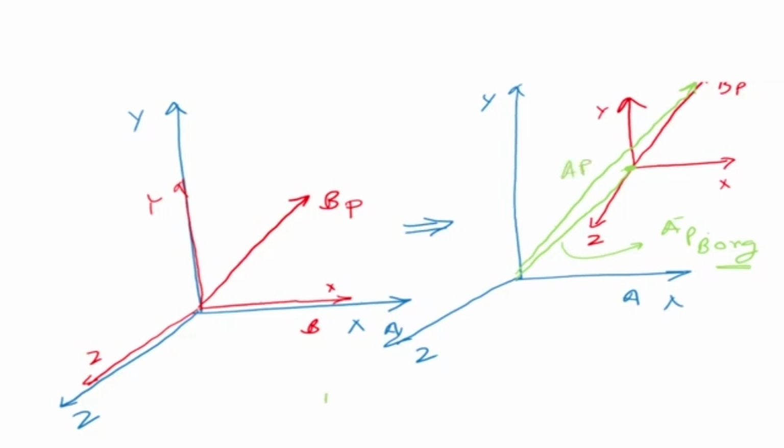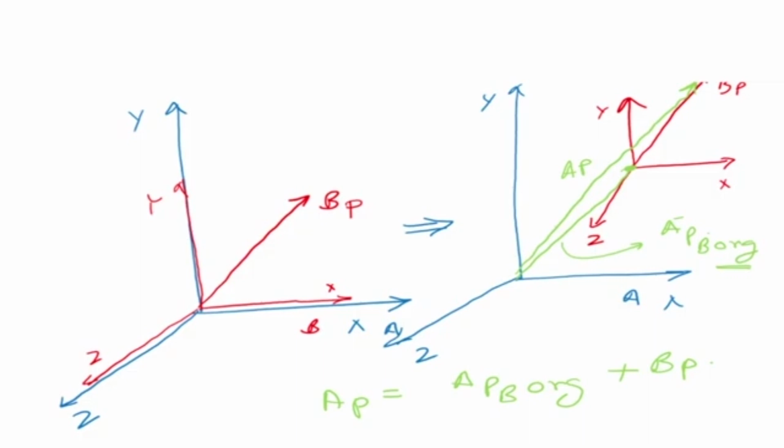So AP can be found as AP is equal to APB ORG plus BP. Okay, now we can add it like this because there is no rotation between the frames. Only the origins have been moved, have been translated by some distance.